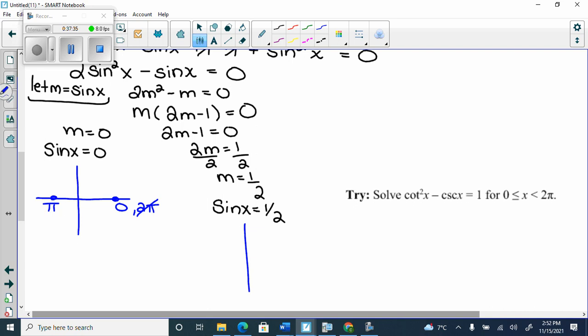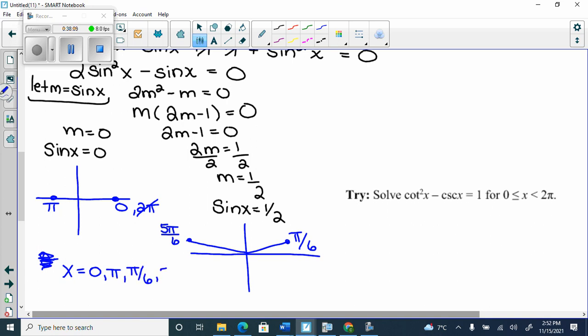Then, where is y equal to a half? A positive a half. Right here and right here, which is pi over 6 and 5 pi over 6. We agree? Do both of those fit between 0 and 2 pi? Yes. So theta, it's not a theta, it's an x, you dummy. x equals 0, pi over 6, 5 pi over 6. You're going to flip over and do example 5.